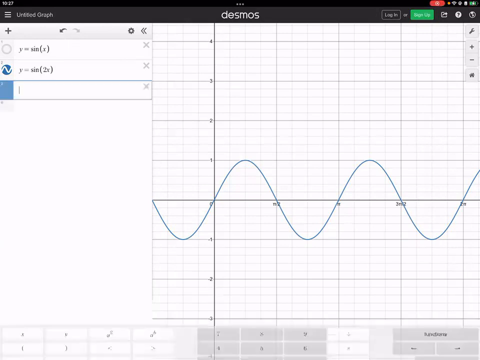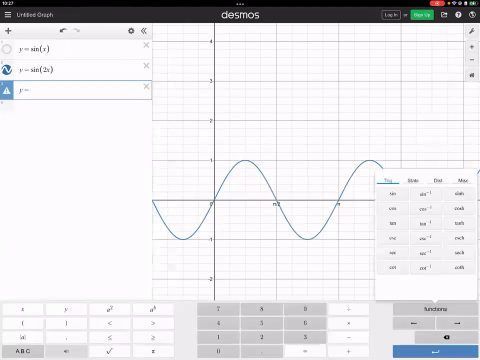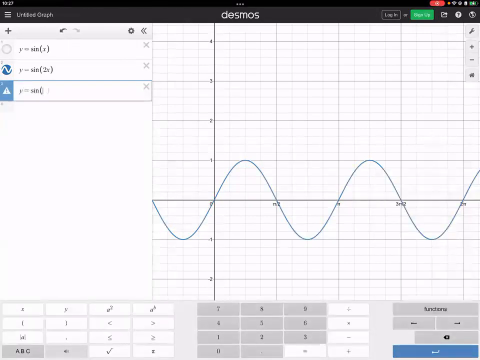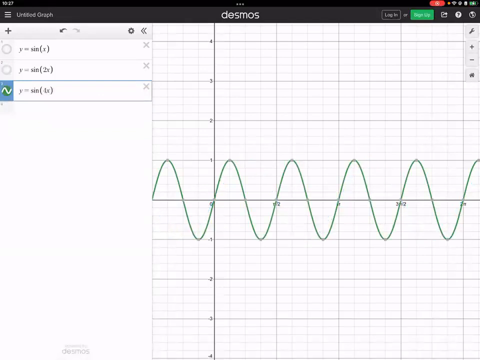Now, what if I show you another equation, which is y equals sine of 4x? Ooh, that's kind of messy. Let me take away the blue one. The period is pi over 2.